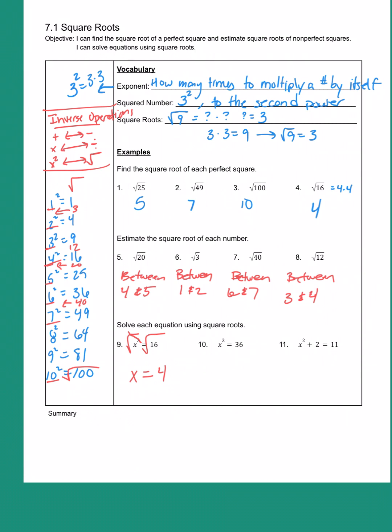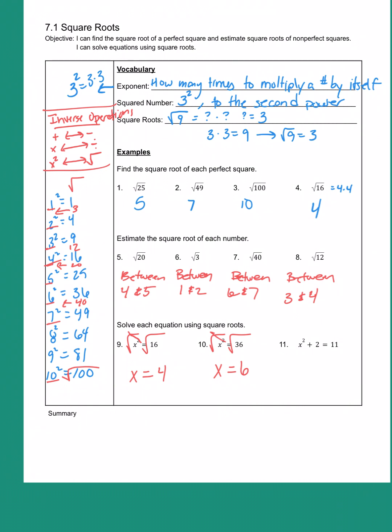Number 10, I see a square. I want to get rid of the square by taking the square root. And then what I do to one side, I have to do to both sides. Square and square root cancel out to give me just that x all by itself, which is what we want. And the square root of 36 is 6. 6 times 6 is 36.